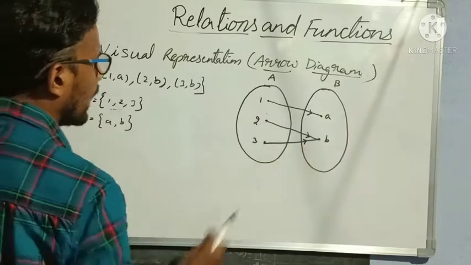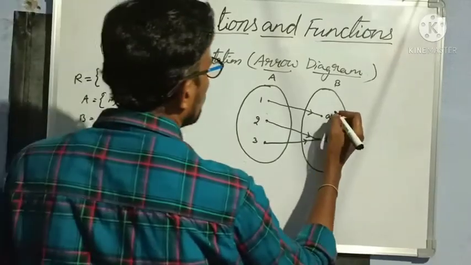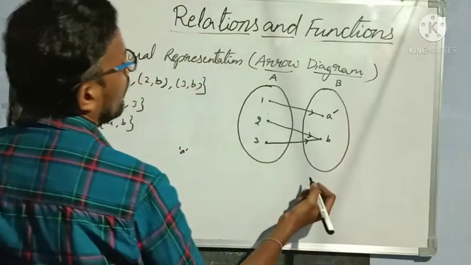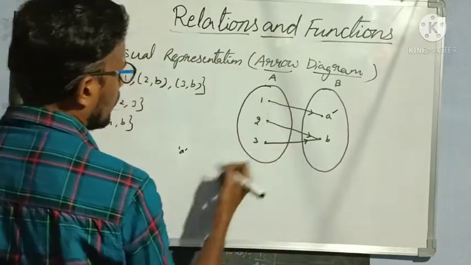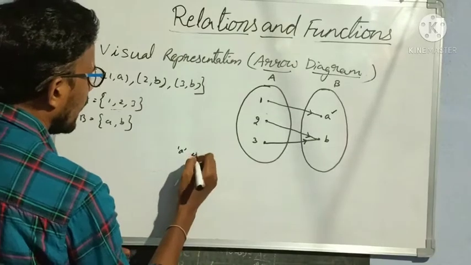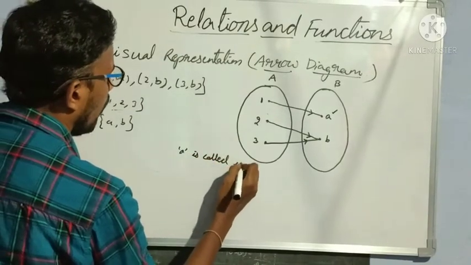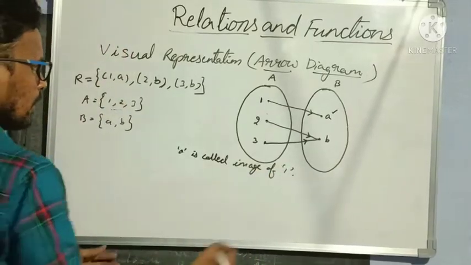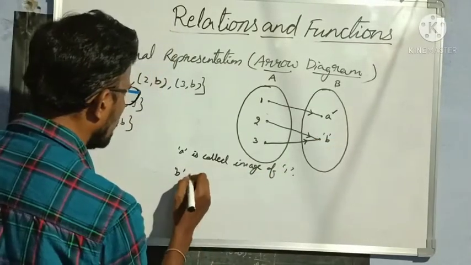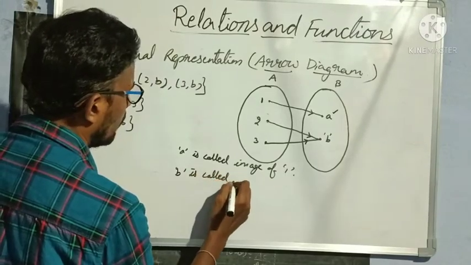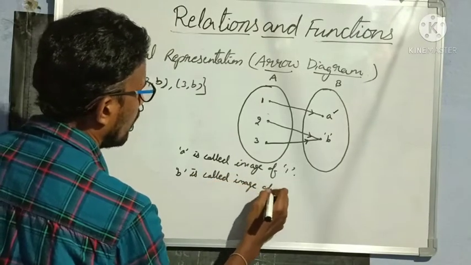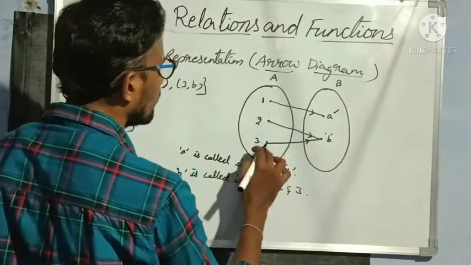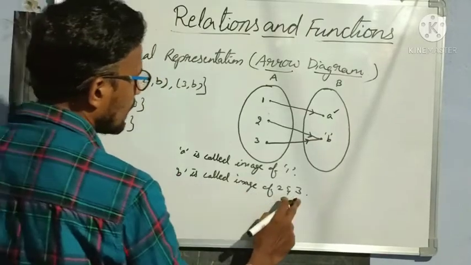Arrow diagram. And one more very important thing to note down: here the first element of B, okay, is mapped to A, that is 1. So here A is called the image of 1. Understood? In the same way B is called the image of 2 and 3. Why? Because B is mapped from 2 and 3 both. So we can call B the image of 2 and 3.